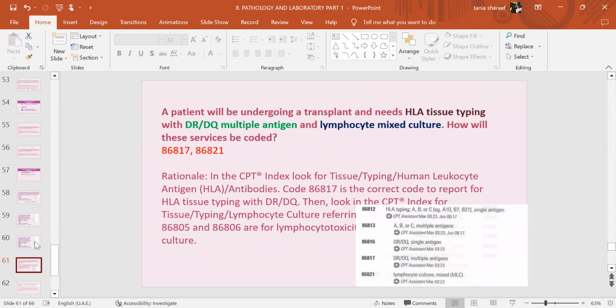A patient will be undergoing a transplant and needs HLA tissue typing with DR or DQ multiple antigen and lymphocyte mixed culture. For HLA tissue typing, for DR or DQ single antigen, it is 86816, but in our question, it is multiple antigens. So we have to report 86817. For lymphocyte mixed culture, it is 86821.